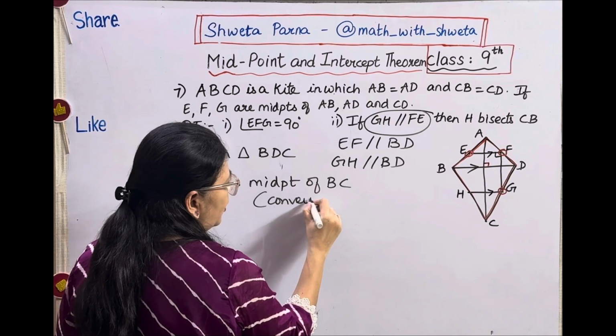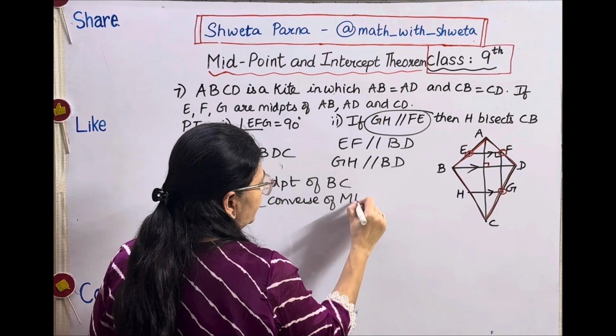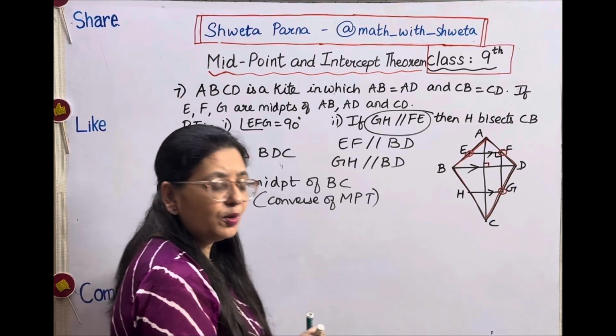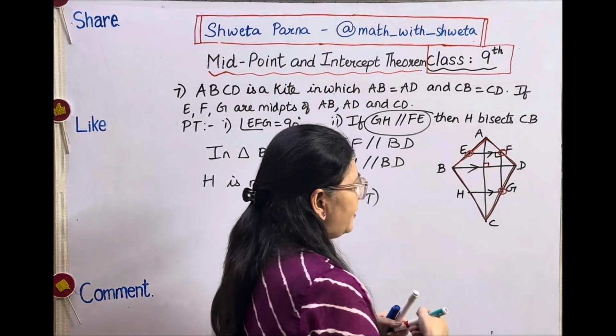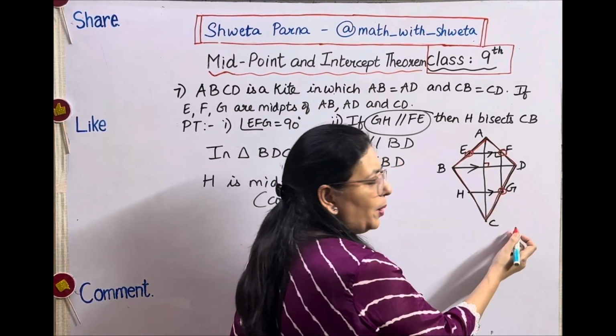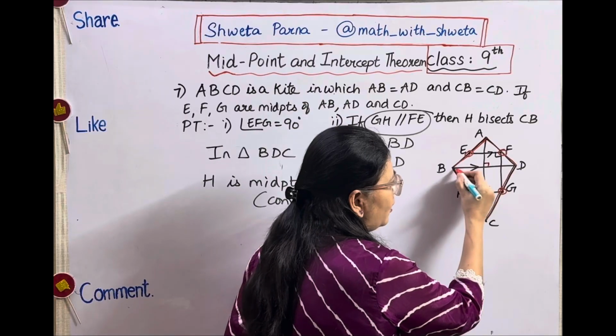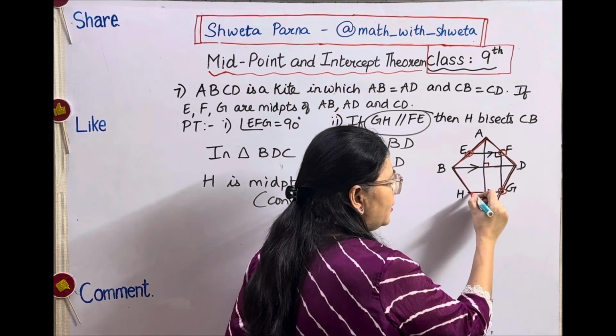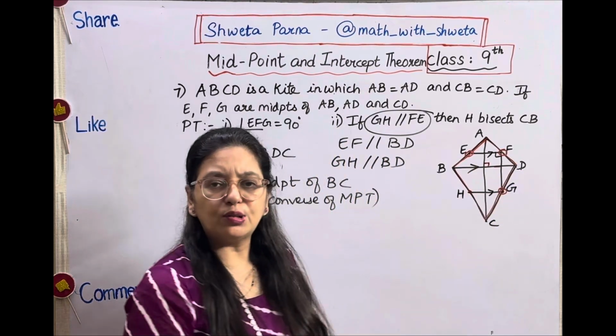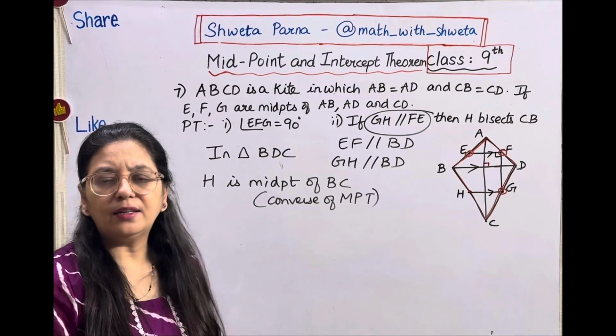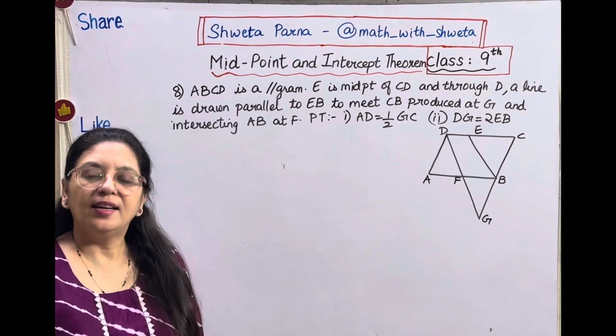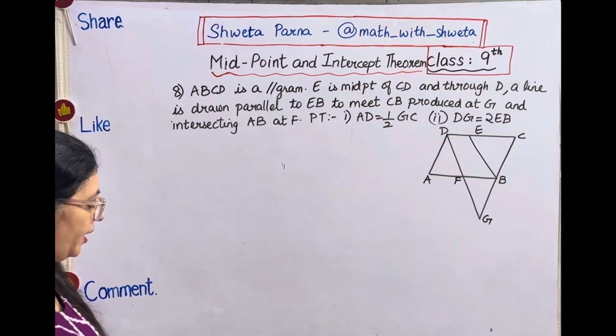Converse of midpoint theorem. What does the converse of midpoint theorem say? It says that if there is one midpoint and this line is parallel to the third side, then we say this will also be a midpoint. Correct? Come on, let's go to the next one. Let's go to question number 8, children.